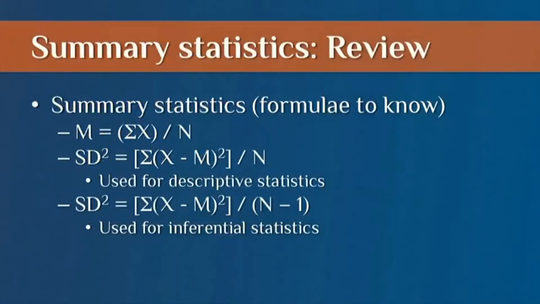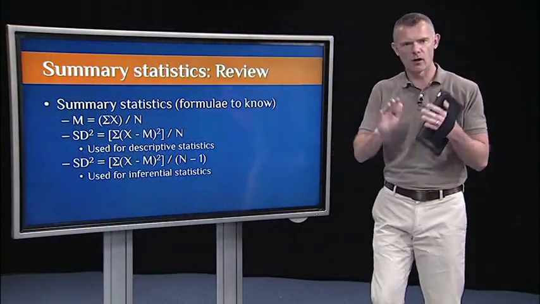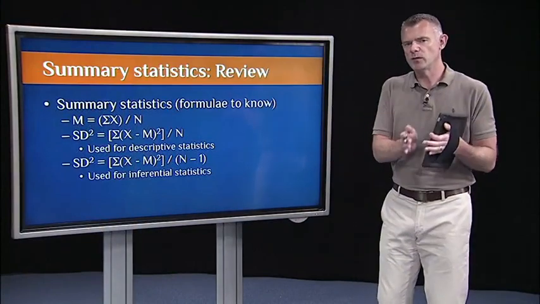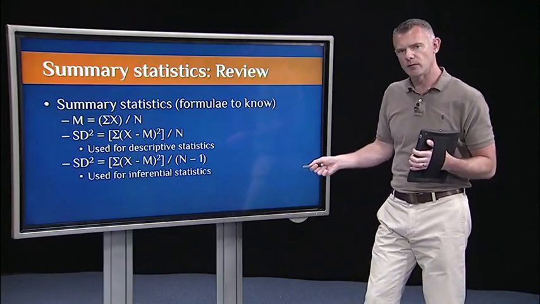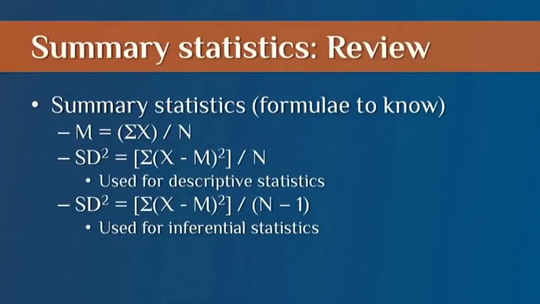So the mean is just the sum of all the scores divided by the number of scores. And then I gave you this one formula for standard deviation and variance. This first one is used for descriptive statistics, and that's still all we're dealing with is descriptive statistics. We're just describing what's going on in a sample. Next week, when we move to inferential statistics, we're going to use a slightly different formula for variance and standard deviation, where we'll divide by n-1, and we'll talk about that when we go into inferential statistics.